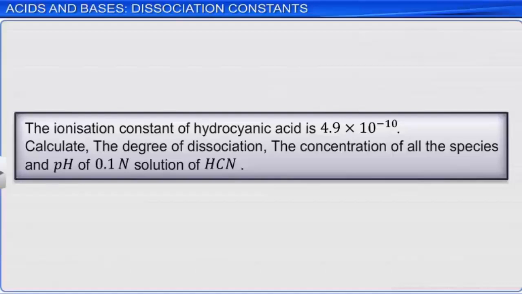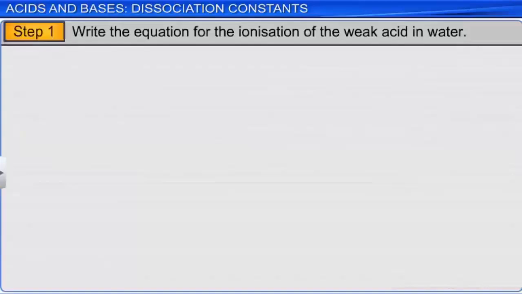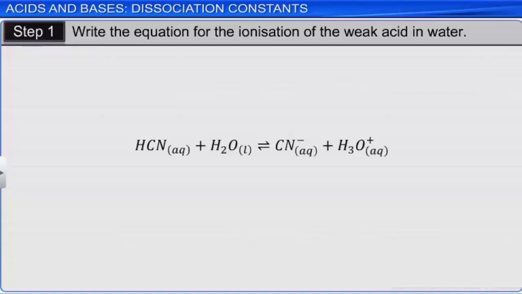The first step in solving this problem involves writing the equation for the ionization of a weak acid in water. The equation for the ionization of hydrocyanic acid in water is HCN aqueous plus H2O liquid in equilibrium with CN- aqueous plus H3O+ aqueous.